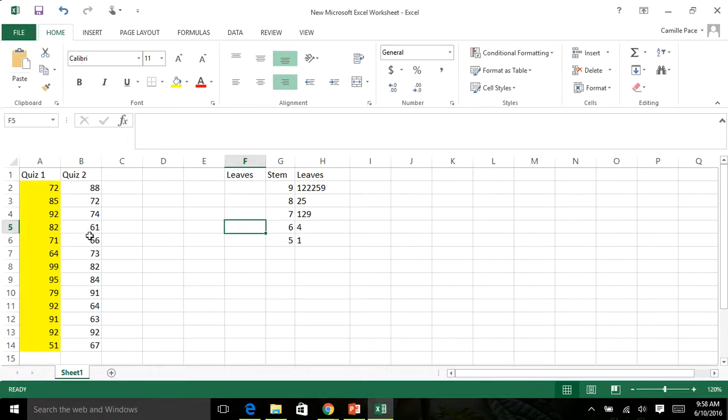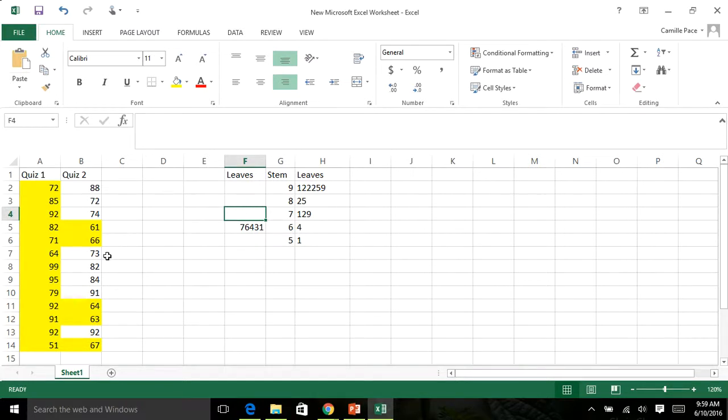All right, the next step is to look at my 60s. I have 61, 66, 64, 63, and 67. I need to put those in order. Because this is flipped around, I'm going to put the largest first. So it's going to be 7, 6, 4, 3, 1. Oops, I put that in the wrong place. I'll put it here: 7, 6, 4, 3, 1. What does that mean? That means 61, 63, 64, 66, and 67.